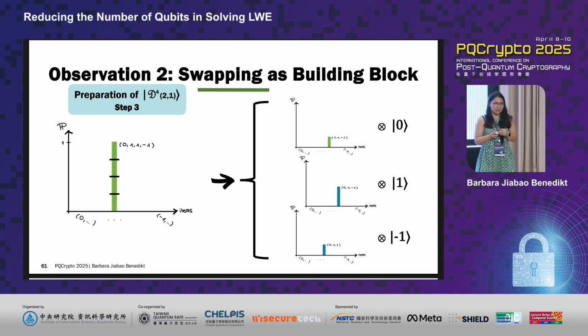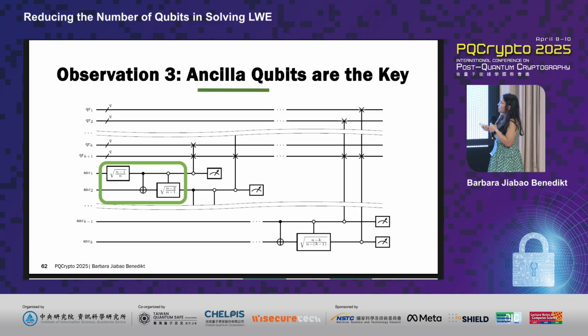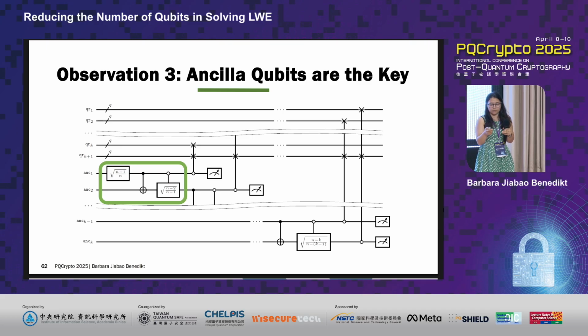How can we implement this on a quantum computer? This leads me to my final observation, that we actually can implement all this logic behind the swapping in ancilla qubits. So we use the rotation gates in the green box to swap with the correct amplitude. And we use the controlled XOR gates to make sure that we do not swap the blue parts anymore.